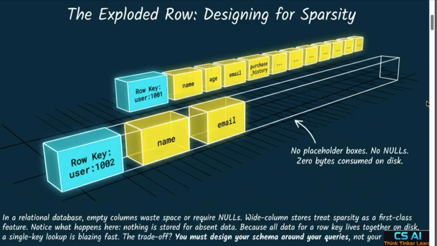Now, in a relational database, empty columns waste space or require nulls. Wide column stores like Cassandra or ScyllaDB treat sparsity as a first class feature. Notice what's happening in this exploded view. Nothing is stored for absent data. Every row is dynamic because all data for a specific row key lives together on disk. Single key lookups are blazingly fast.